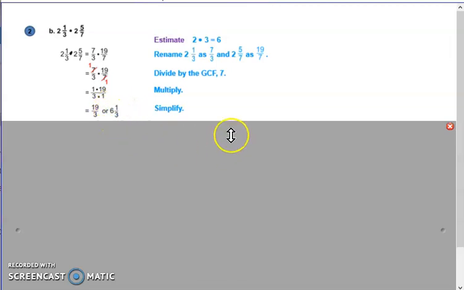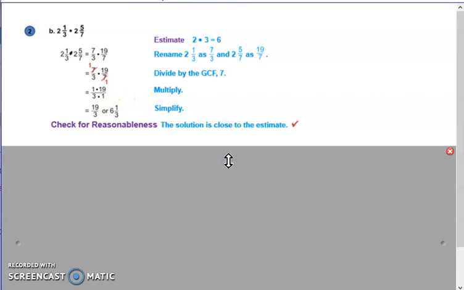Okay? Not so bad. Check for reasonableness with this. I see that this is like 2 times, what is that going to be? Closer to 3 than it is to 2. So 2 times 3 is 6. Hey, that's reasonable. I forget to do that a lot, so I'm hoping that you don't. Good luck with that, everybody.